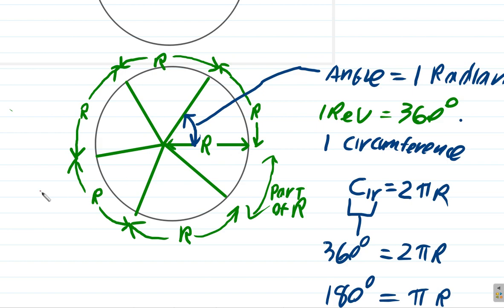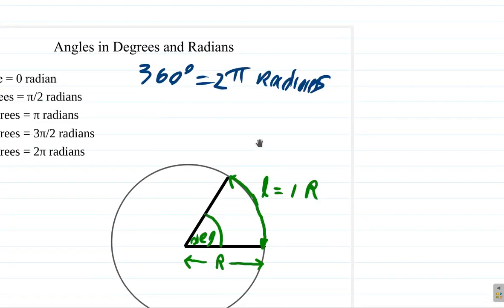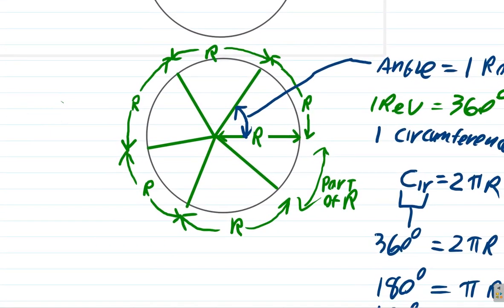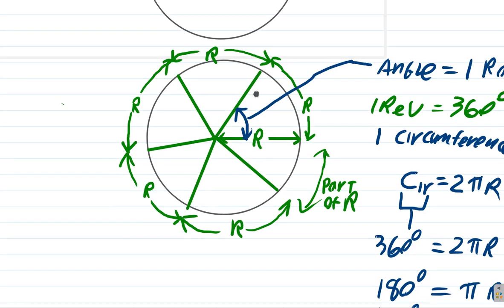So, but anyway, we look at this. 360 degrees is equal to 2 pi radians. That means 1 complete revolution is 2 pi r, which is 2 pi radians, where a radian is the length of the arc, the part of the circumference that is equal to the radius. They call it radian. Remember? Radius, radian.